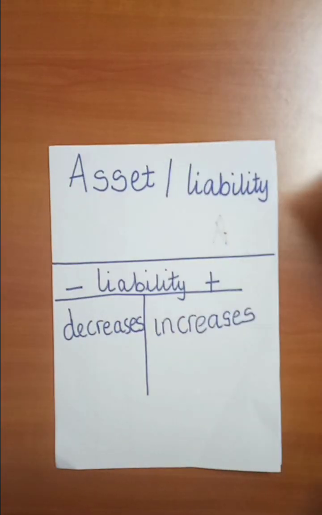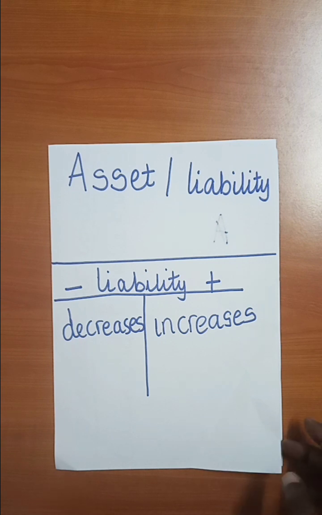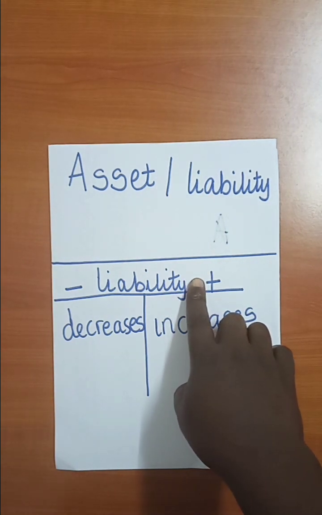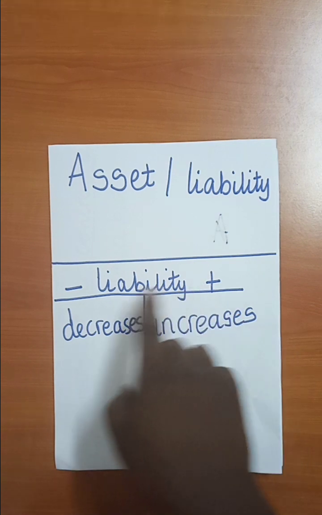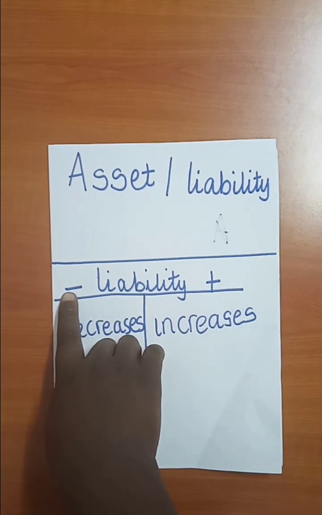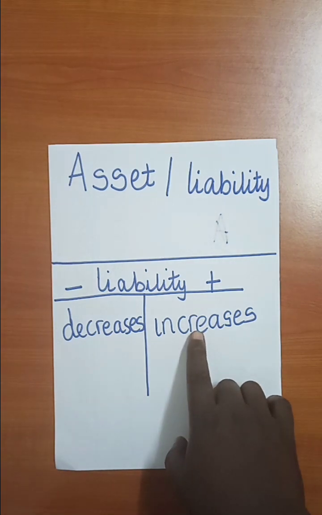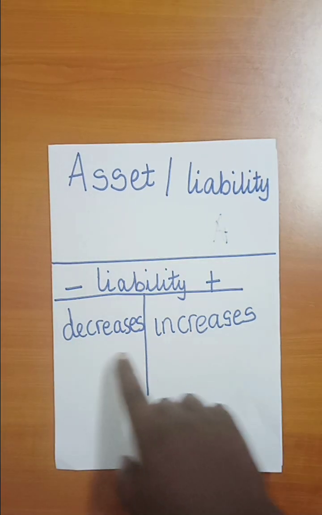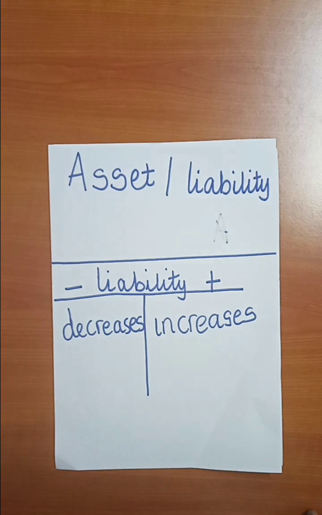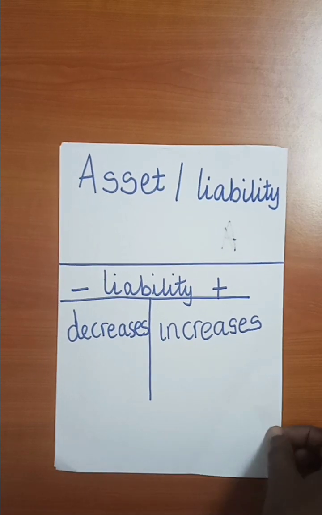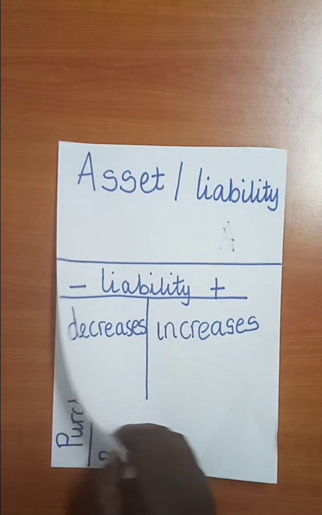So let's look at the principle of a liability. A liability has a normal balance on the credit side and a negative balance on the debit side. Increases are recorded on the credit side and decreases on the debit side. Okay, so let's look at how to prepare the purchase ledger control account.